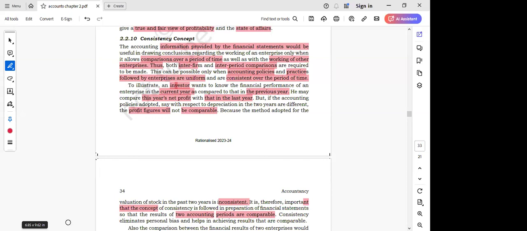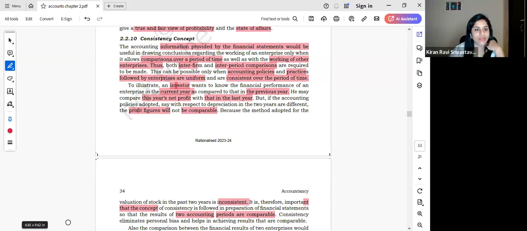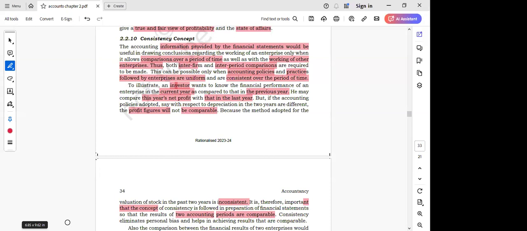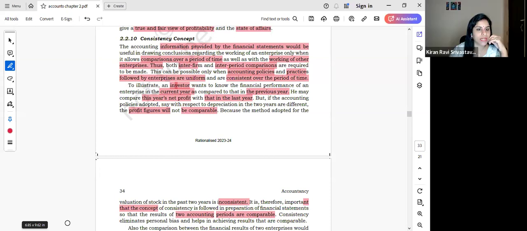Ma'am, only the business matters. Yeah, the business matters. For example, Byju's cannot do comparison with Tata Motors, right? They are two different types of companies. Companies should be of similar kind. That is important.